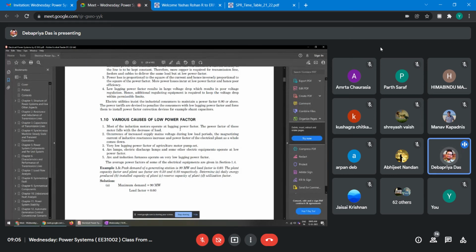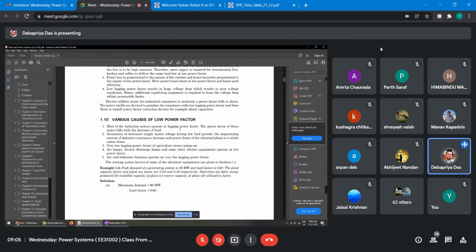Very low lagging power factor in agricultural motor pump sets. They operate at very low power factor. Sometimes they operate under single phasing. In machines you might have studied that in a three-phase induction machine, when one phase is out, how it operates, like that agricultural motor pump set. Arc lamps, electrical discharge lamps, some other electrical equipment, and nowadays of course computers and other things, operate at low power factor, right?